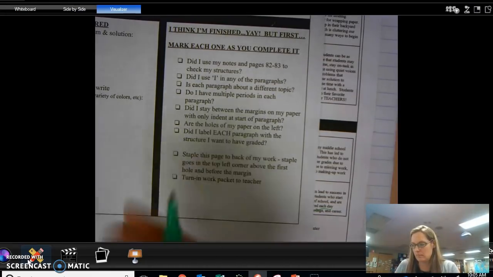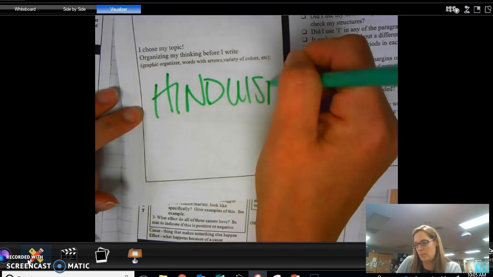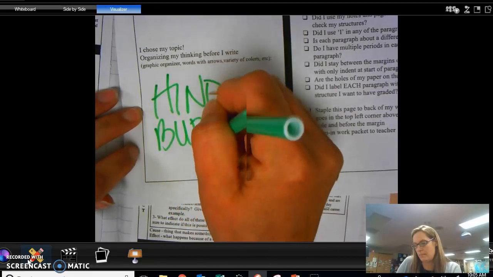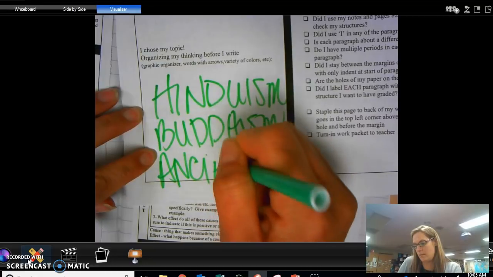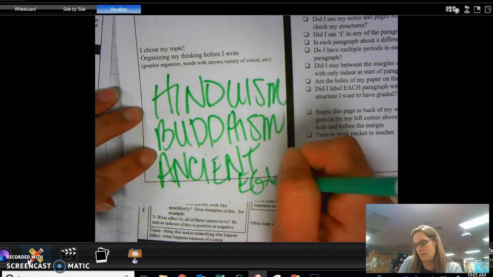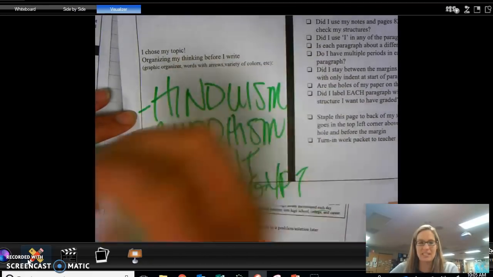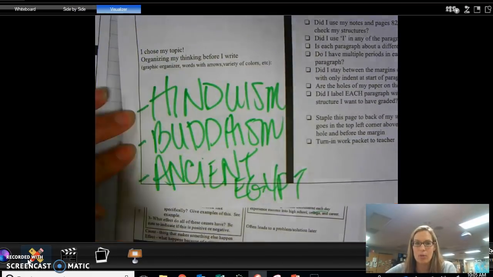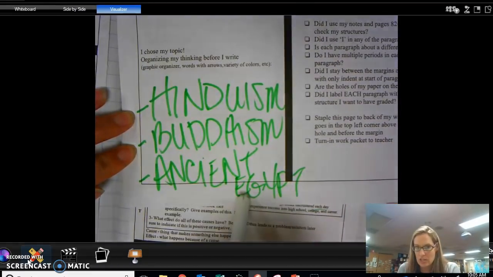Hinduism, Buddhism, ancient Egypt. We need to see information from all 3 sets of these notes. So you cannot do all 3 paragraphs about Hinduism and Buddhism. You cannot do all 3 paragraphs about ancient Egypt.